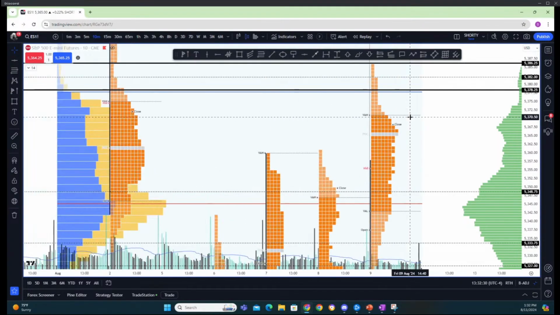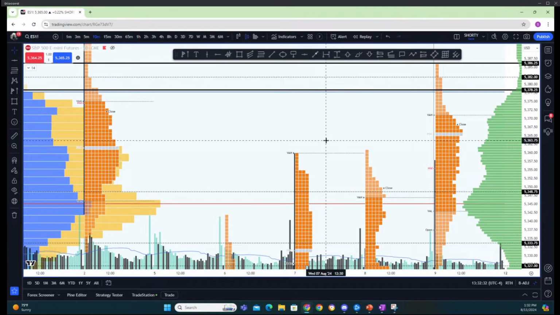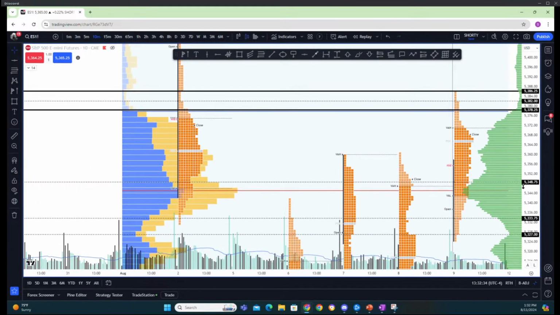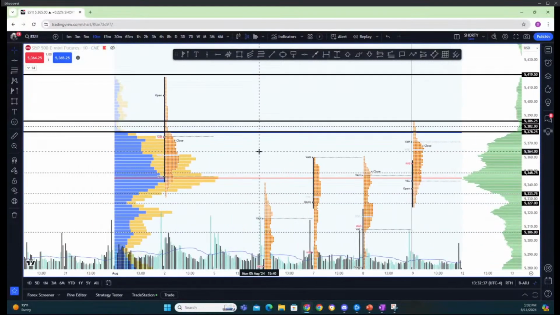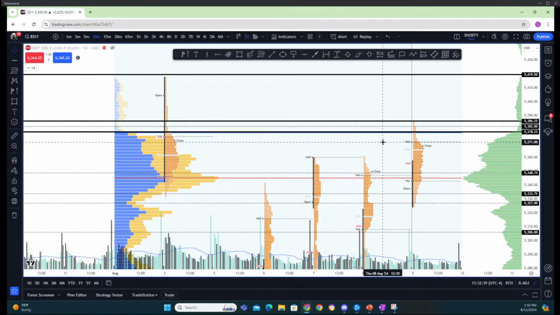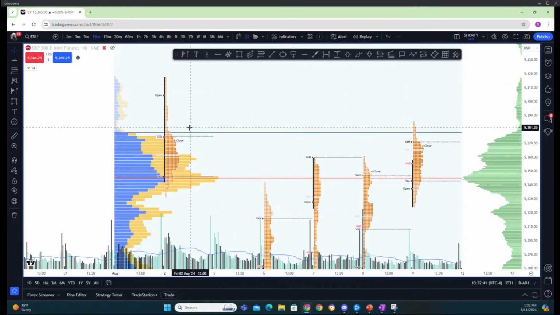High of the day. Say it again. Ideal close to continue higher, you mean? Yeah, ideally they should have closed closer to the high of the day.